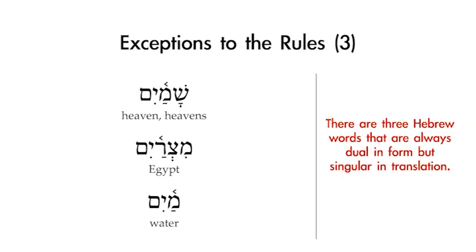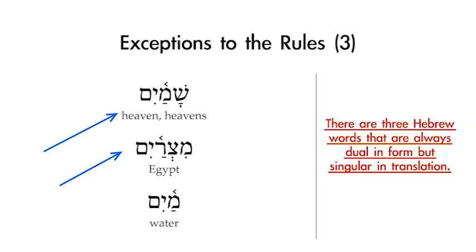Our third exception to the normal rule is this: there are 3 Hebrew words that are always dual in form, but singular in translation. So you can see in the words on the left side of the page here, Shemayim, Mitzrayim, and Mayim, the words for heaven, Egypt, and water. These nouns are always dual in form, but normally singular in translation value. And so when you memorize these as vocabulary items, you'll just be memorizing Shemayim. There won't be any form without that ayim ending, and that's actually the lexical form as well. So you want to take special care with these words, understanding that these are the lexical forms.